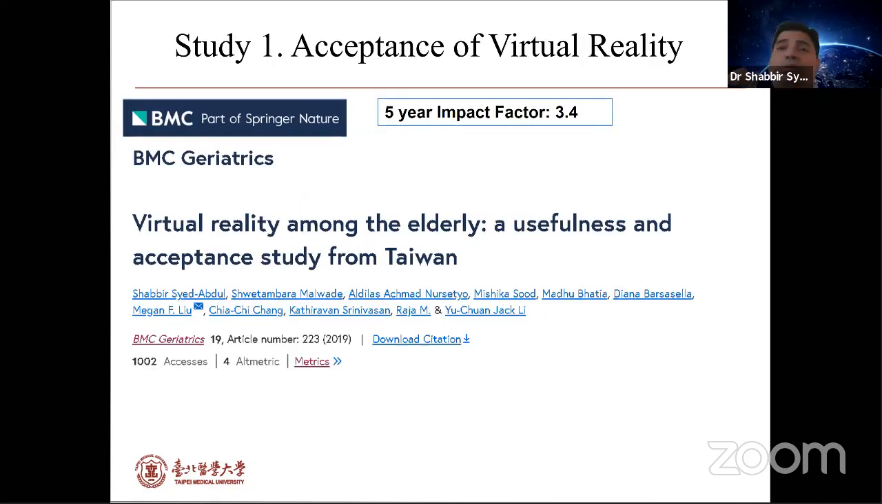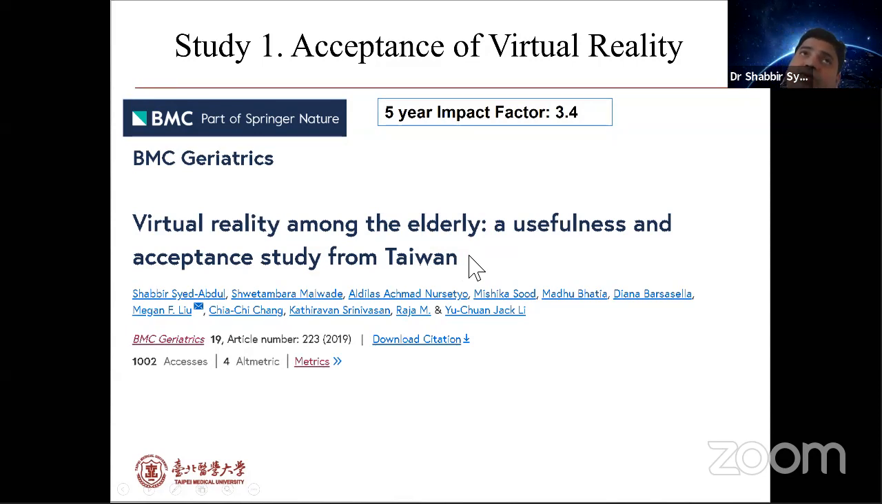As I told, most of the time I present by showing studies. So this is the study we published like 2 years back, I suppose. No, last year actually, 2019. It's about virtual reality among elderly, a usefulness and acceptance study from Taiwan.